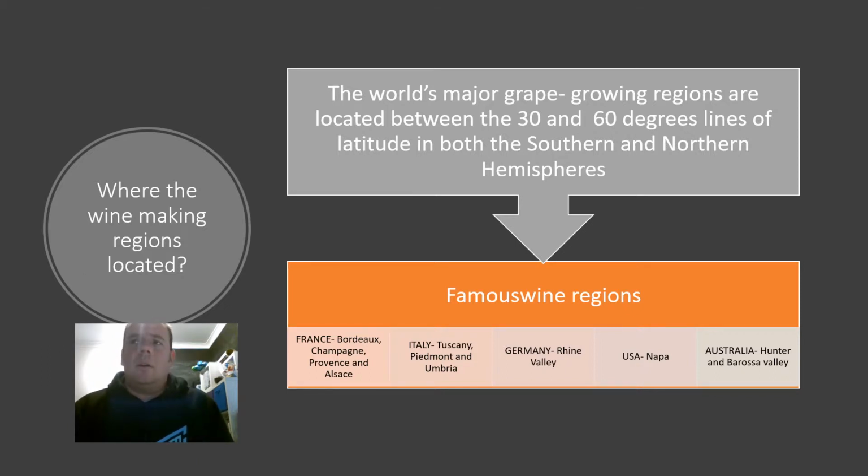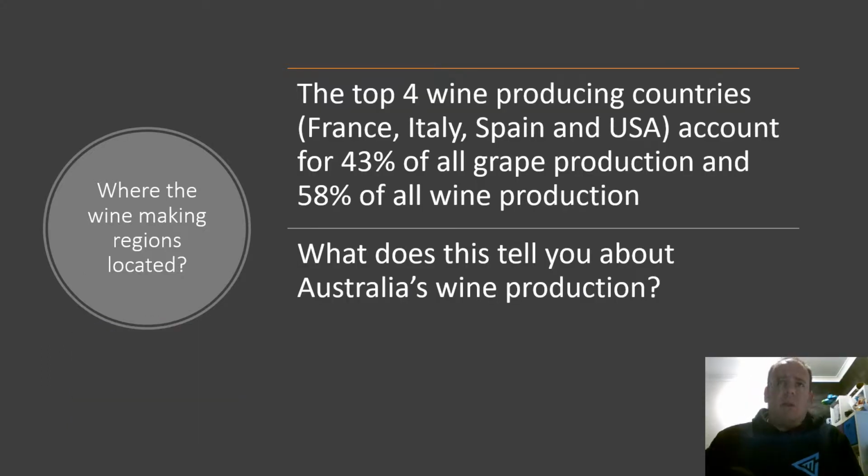Alright, so moving on, the top 4 wine producing countries, France, Italy, Spain and USA, account for 43% of all grape production and 58% of all wine production. What I want you to do now is answer that question. What does this tell you about Australia's wine production? What I mean by that is, is it big, is it small? Have a little think about that. Press pause, and in your Cornell notes answer that question, please.